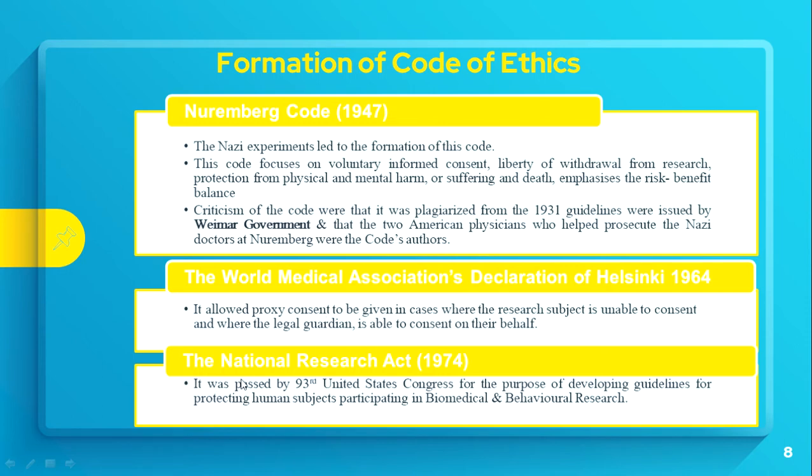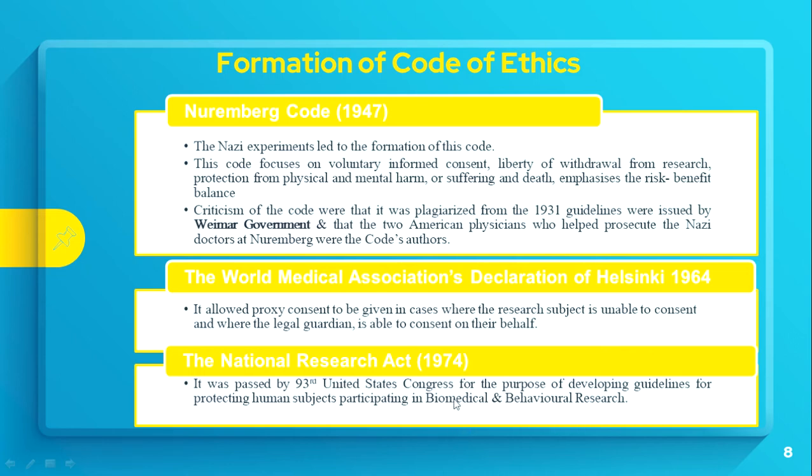The next is the National Research Act of 1974. It was passed by the 93rd United States Congress for the purpose of developing guidelines for the protection of human subjects participating in biomedical and behavioral research. We all know that biomedical and behavioral research means all those psychological and psychiatric research.